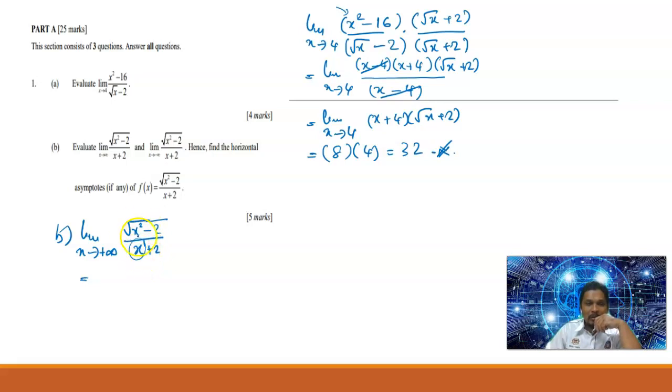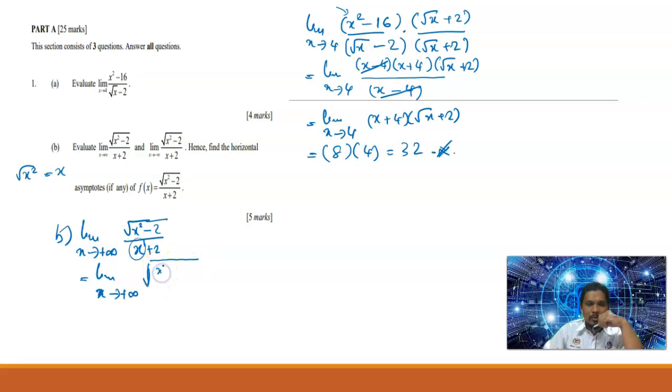But if you look at this, you might think that the highest degree of x is 2. But don't forget that square root of x squared is going to give you an x. Okay, so now for this one here, limit x approaching positive infinity.